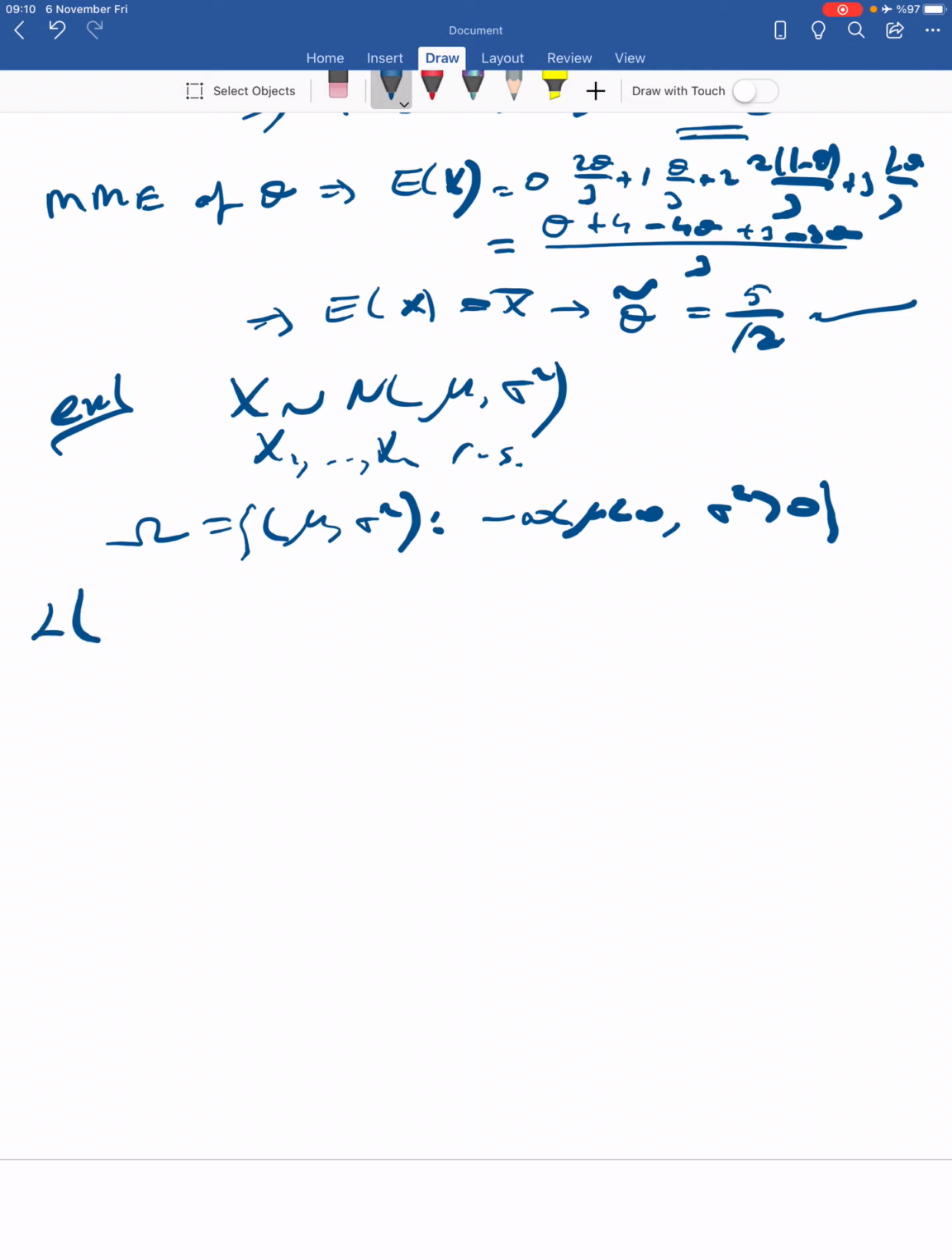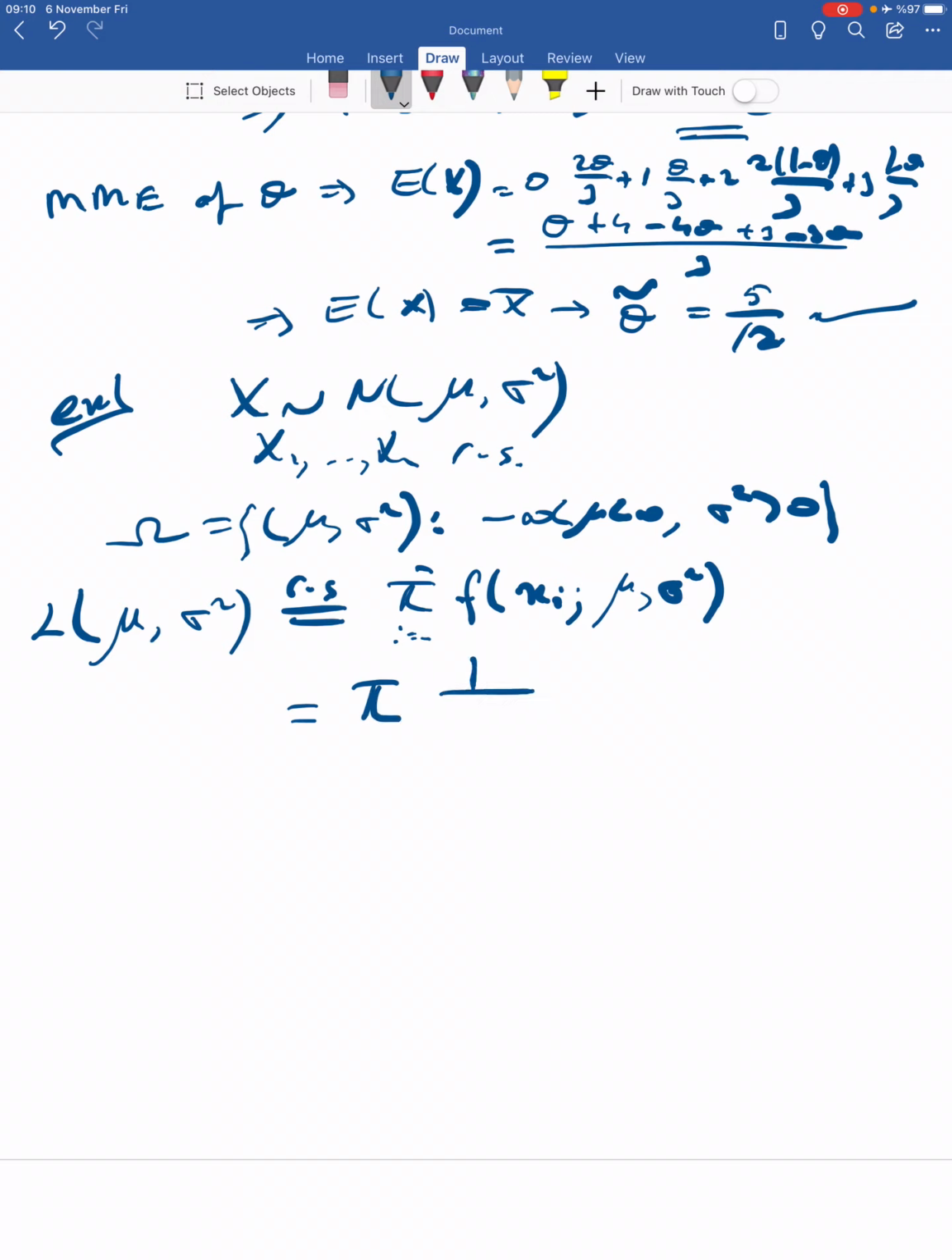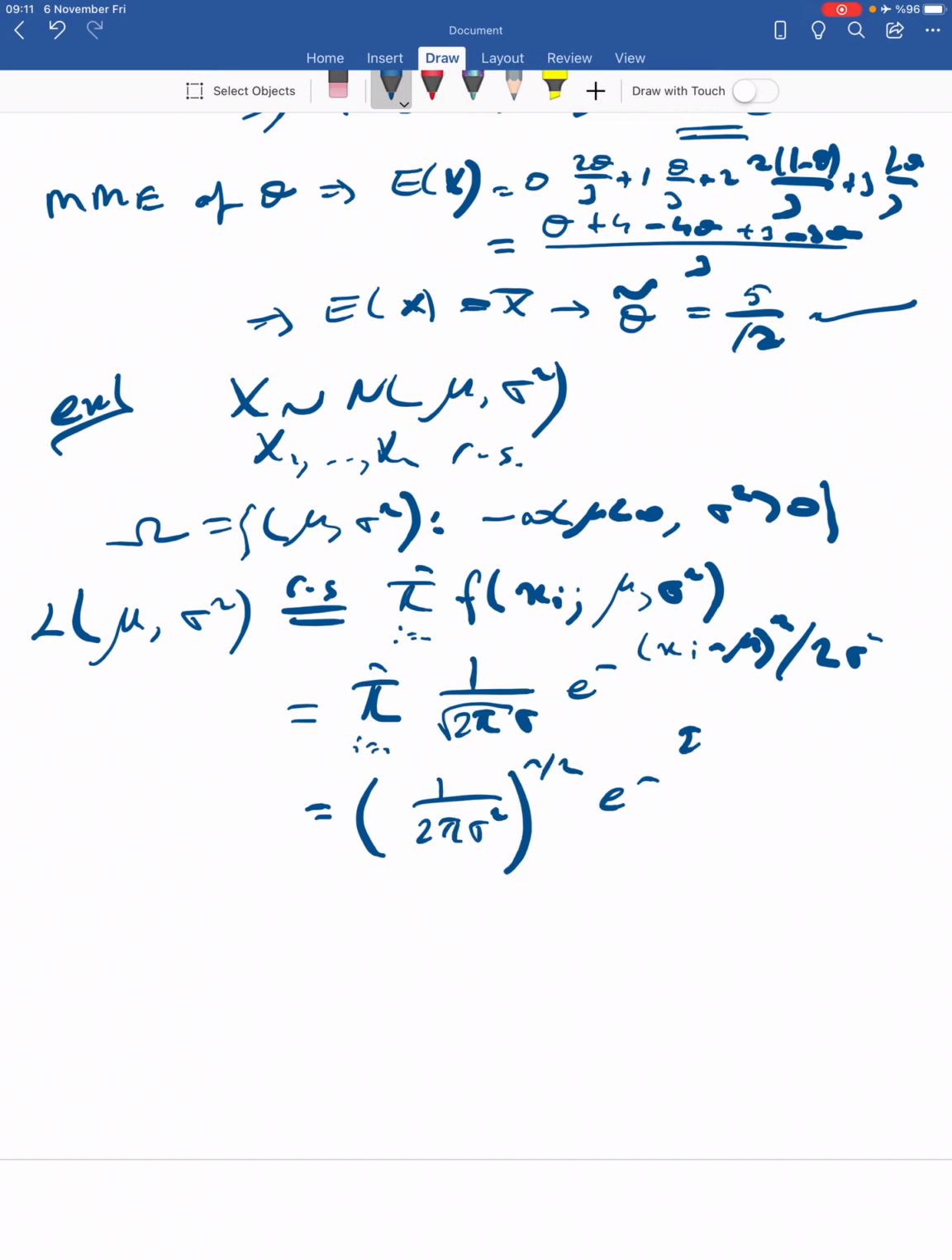So let's write the likelihood function. I hope you know the PDF form of the normal distribution. You have to know it as a statistician. So we have a random sample, so it is the multiplication of the marginal normal PDFs, i from 1 to n. So we have 1 over square root of 2 pi sigma square, e to the minus (xi minus mu) whole square divided by 2 sigma square, i from 1 to n. Or we can write this as 1 over (2 pi sigma square) to the n over 2, e to the minus summation (xi minus mu) whole square divided by 2 sigma square.